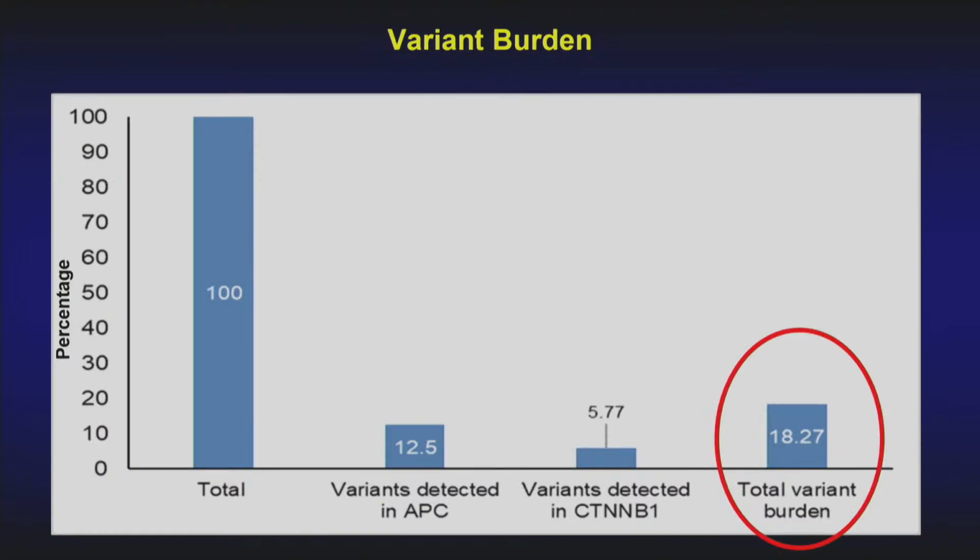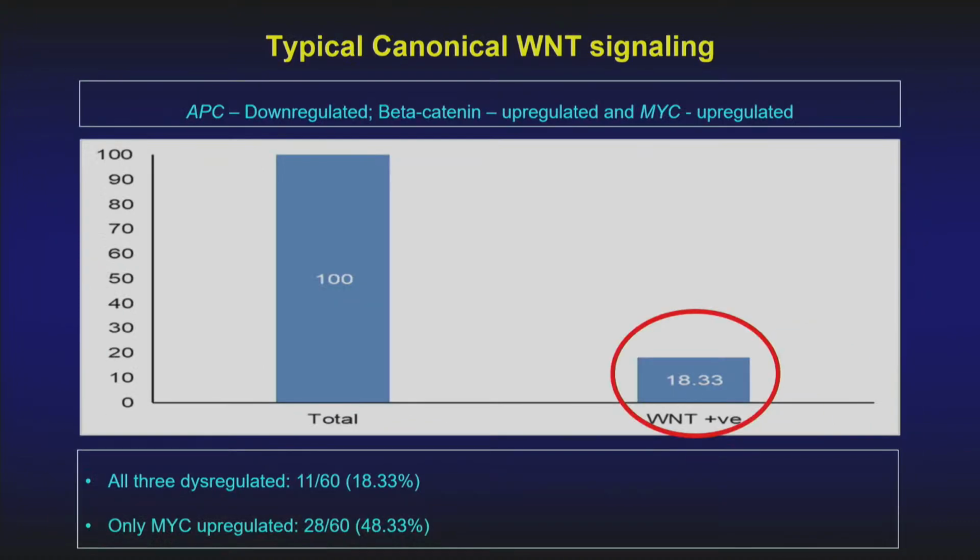If you look at the variant burden, it is only 12.5% in the APC and 5.77% in the beta-catenin, which is almost around 70% in the Western population. Now, if you look at the typical canonical Wnt signaling, usually at the expression level, APC is downregulated, beta-catenin is upregulated, and the MYC, which is the proliferative gene, is upregulated in the colorectal tumors.